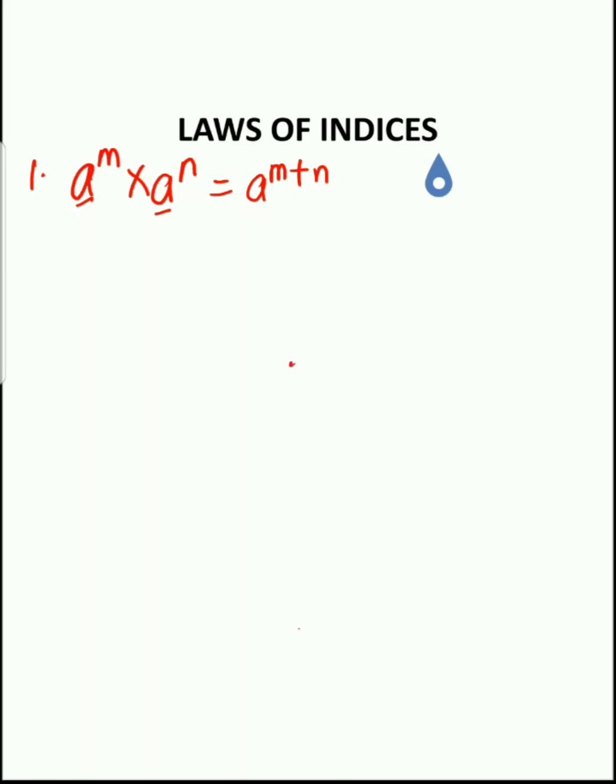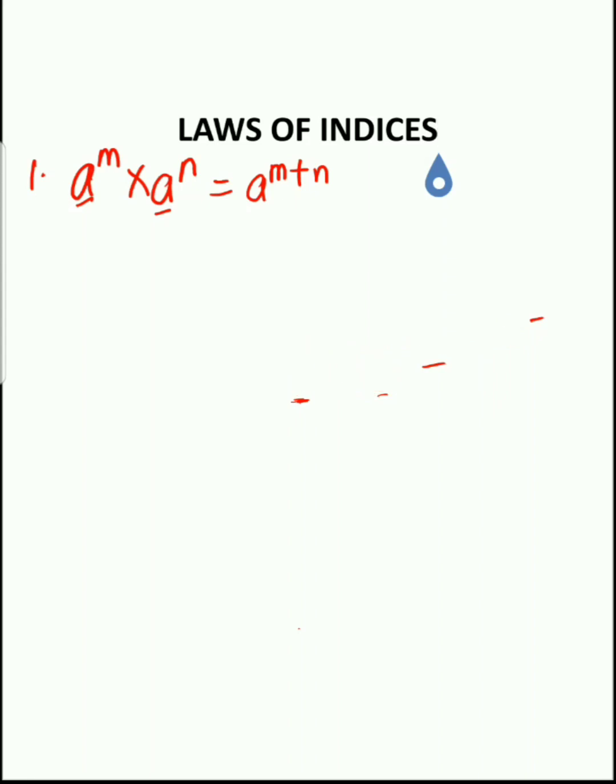For instance, we have 2 raised power 3 times 2 raised power 5. This can be expressed as 2 raised power 3 plus 5. Why? Because they have identical bases and then we are finding the product of these two expressions.